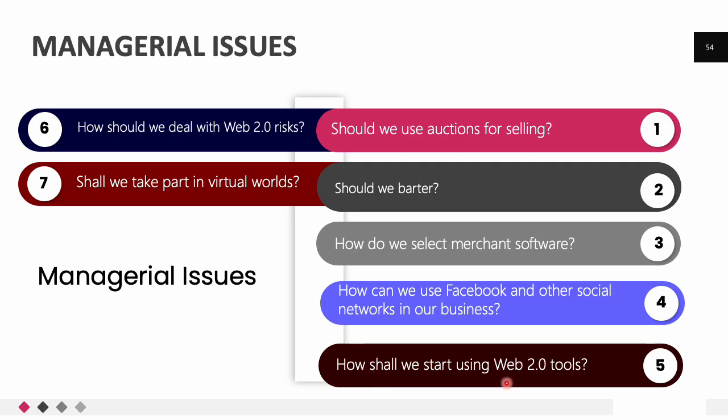How shall we start using Web 2.0 tools? What's our strategy for adopting and integrating social software tools like blogs, wikis, and social sharing into our internal operations or maybe external communication? Well, this involves a pilot project, employee training, setting guidelines, and choosing the right tools for specific purposes. So the managers need to take this issue very seriously, and they need to choose what is best for the company.